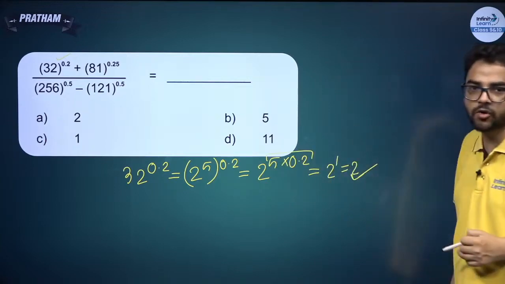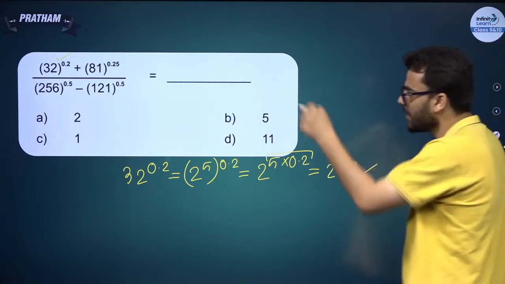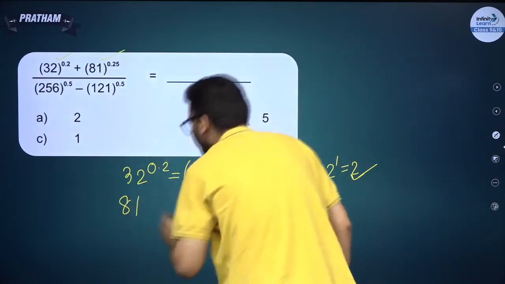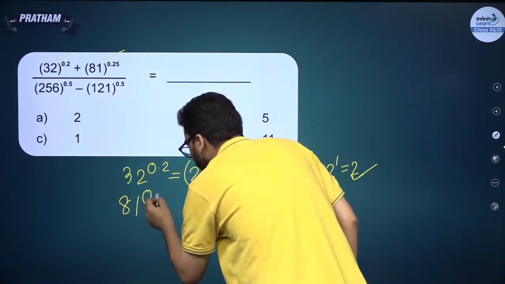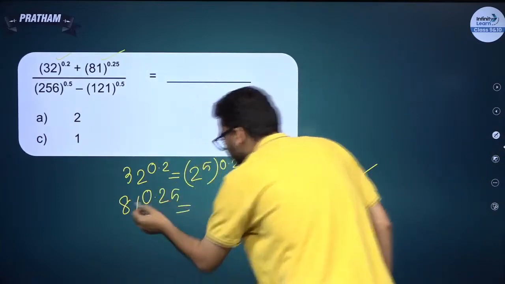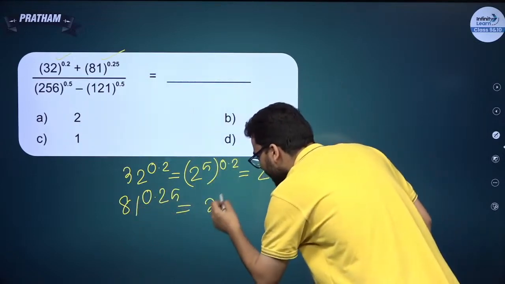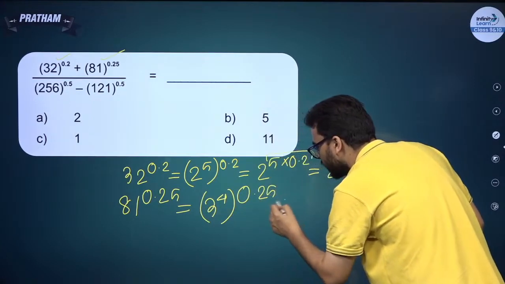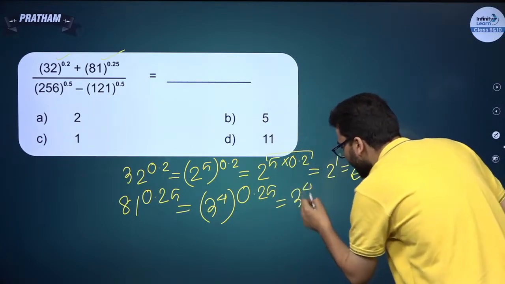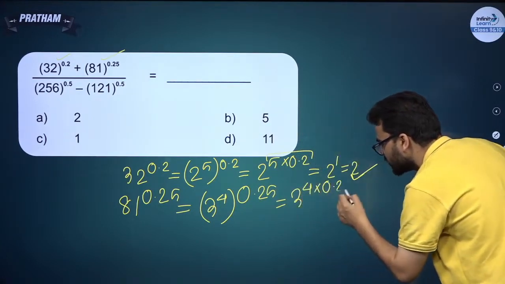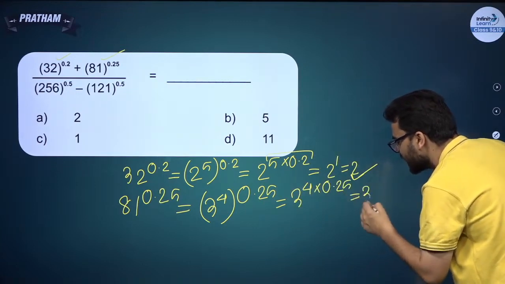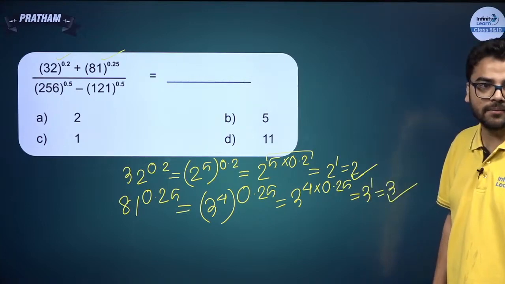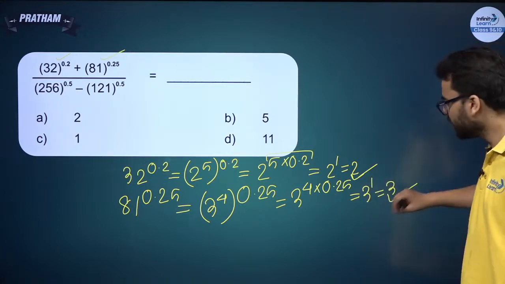I hope that is clear to you, that this thing is 2. In the same manner, if you simplify the second thing over here, it is 81 raised to the power 0.25. Now 81, how can I write, guys? 3 raised to the power 4, or not? The whole raised to the power 0.25. Now power of power, it will get multiplied. So it is 4 into 0.25. It is 3 raised to the power 1, or 3 over here. I hope that is clear. Exactly. I hope this thing is clear.